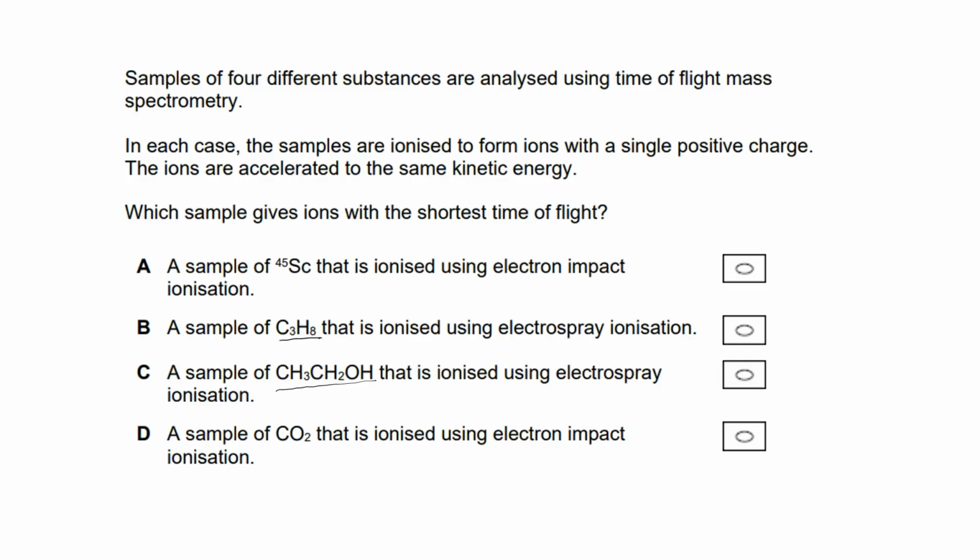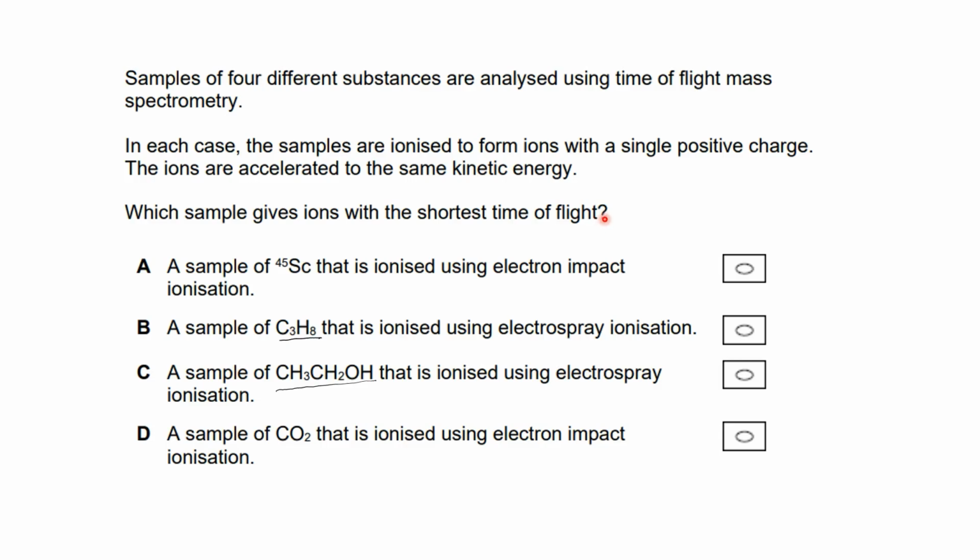Now let's get started. The first question says samples of 4 different substances are analyzed using time of flight mass spectrometry. In each case, the samples are ionized to form ions with a single positive charge. The ions are accelerated to the same kinetic energy. Which sample gives ion with the shortest time of flight?